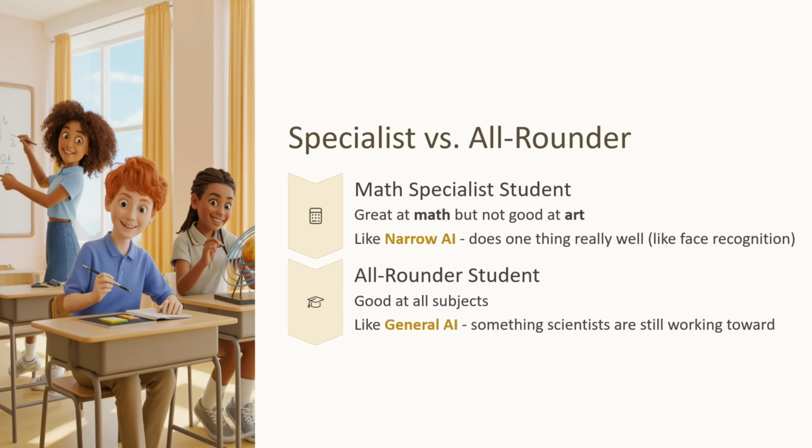Specialist versus all-rounder. Math specialist student: great at math but not good at art. It is like a narrow AI. It does one thing really well, like face recognition. All-rounder student: good at all subjects. This is like general AI, something scientists are still working toward.